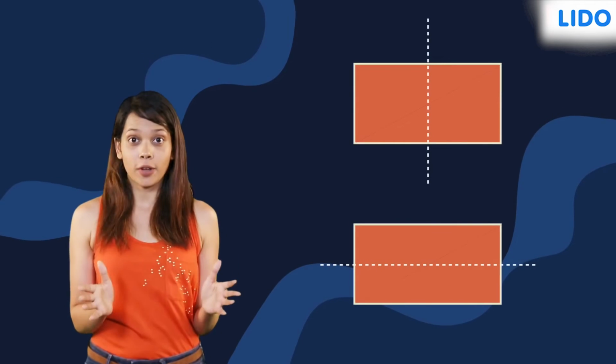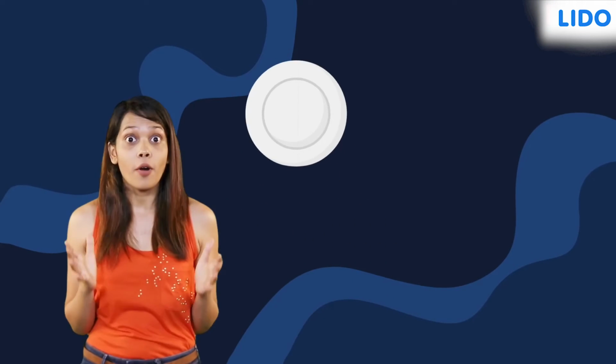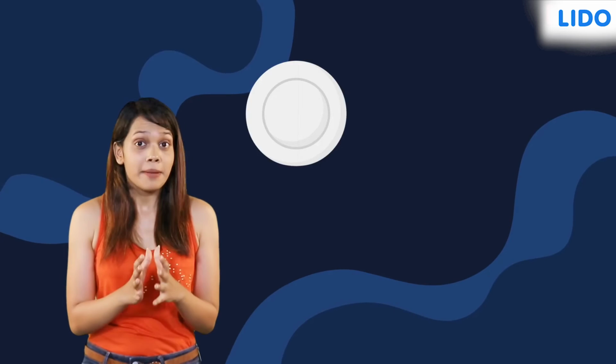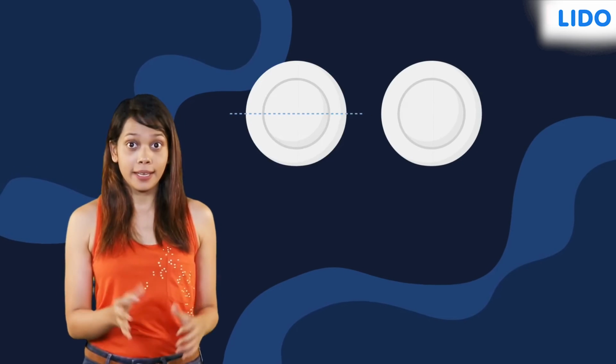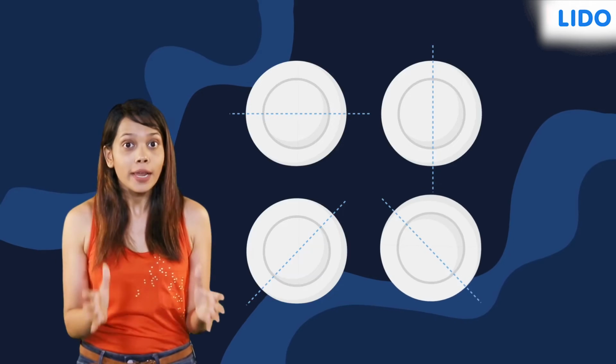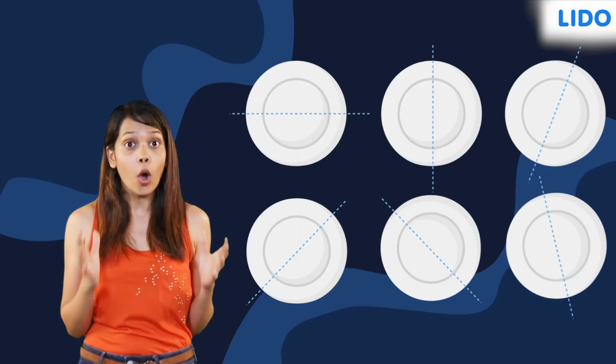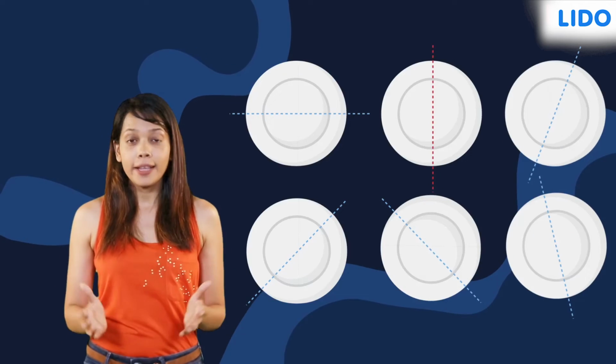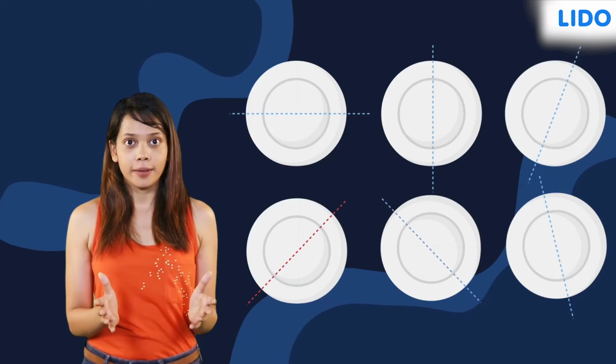other which runs horizontally. You know, last week at the Lido art class, we were using circular paper plates for artwork. We folded it in many ways and interestingly, the two halves formed on folding the circular plate overlapped each other exactly in all cases, vertically, horizontally and diagonally.